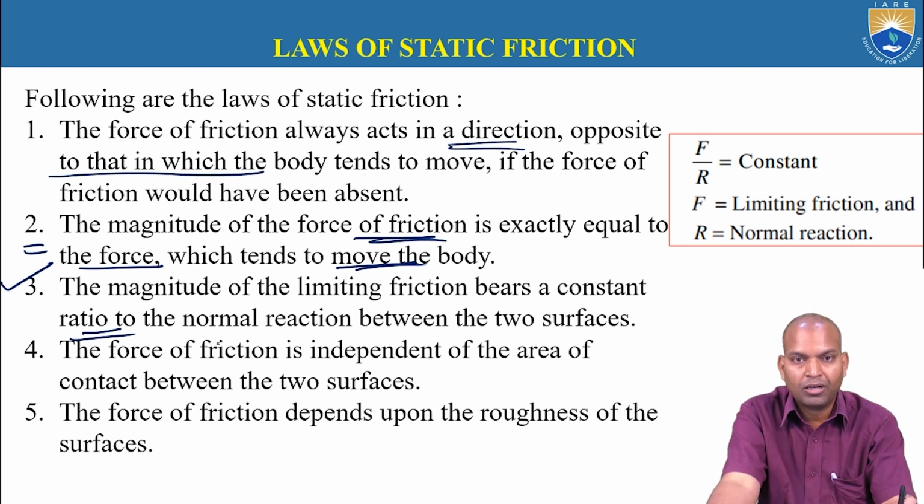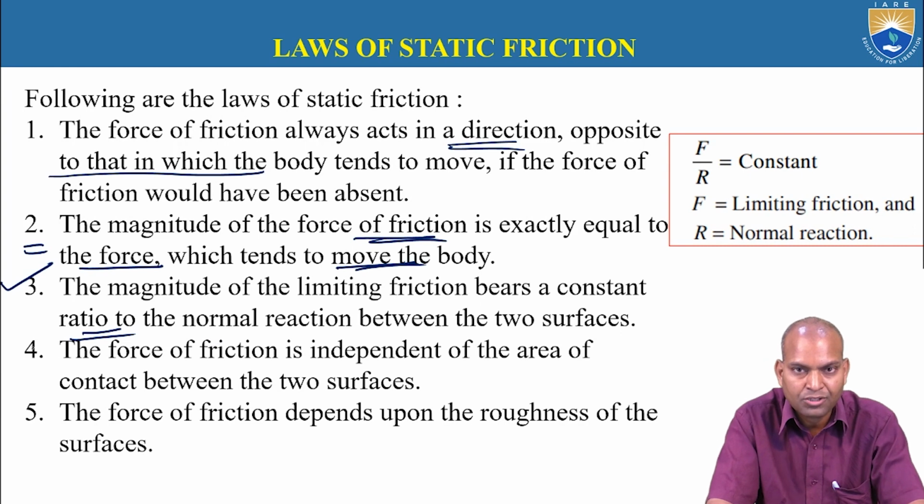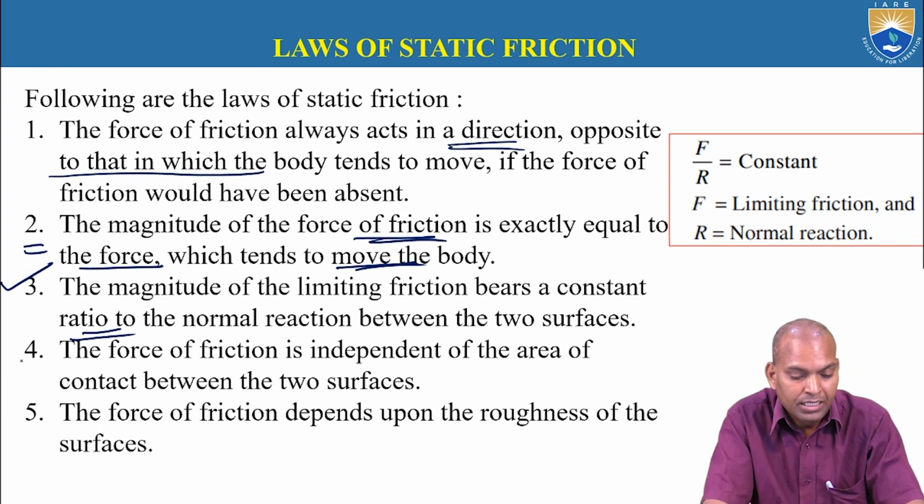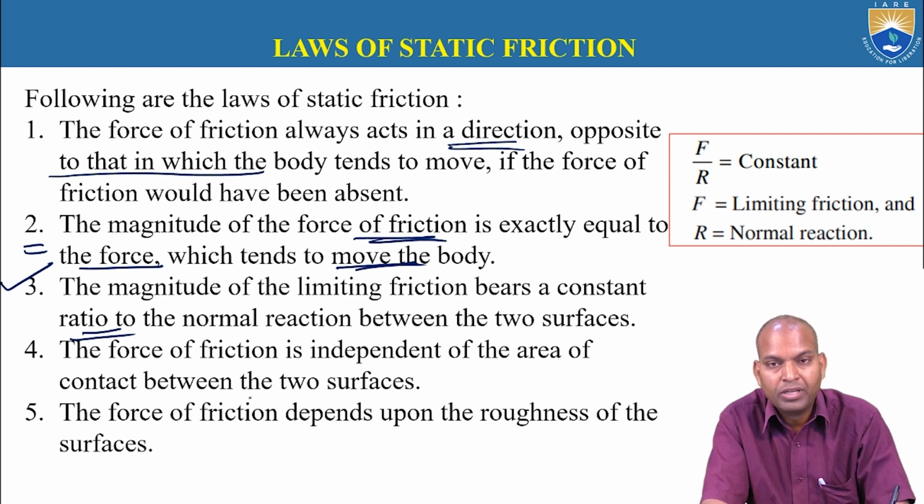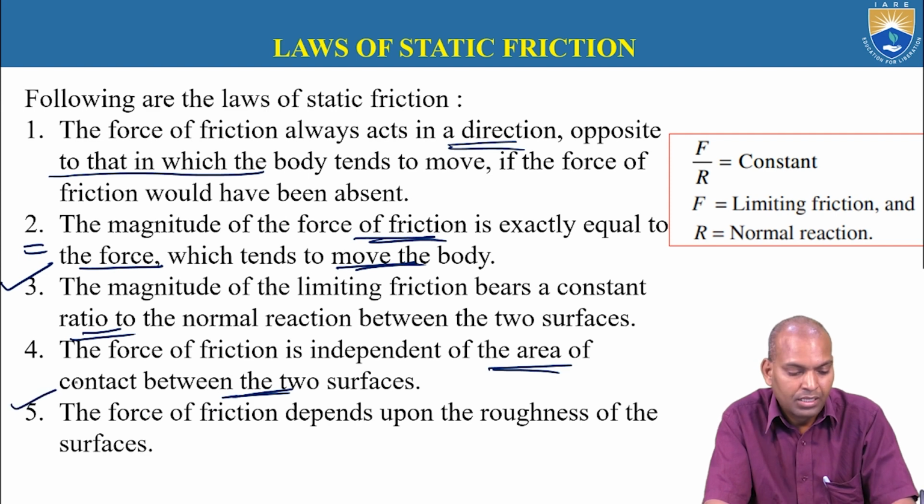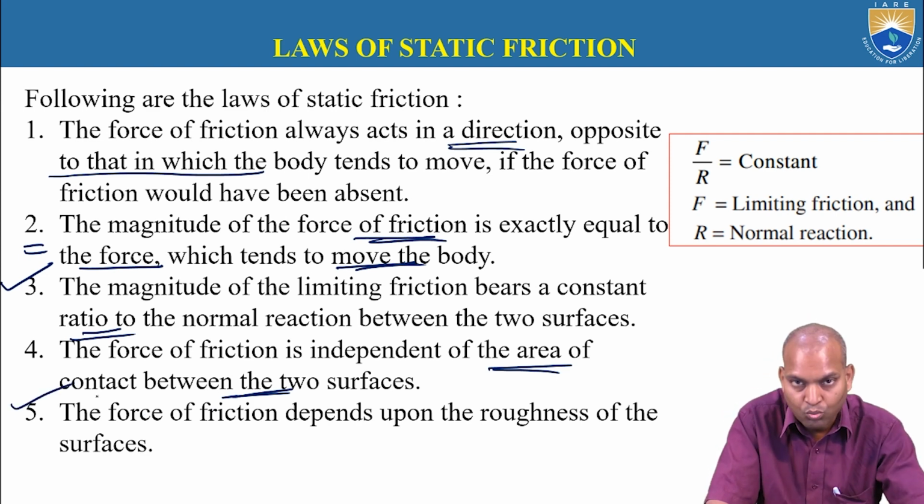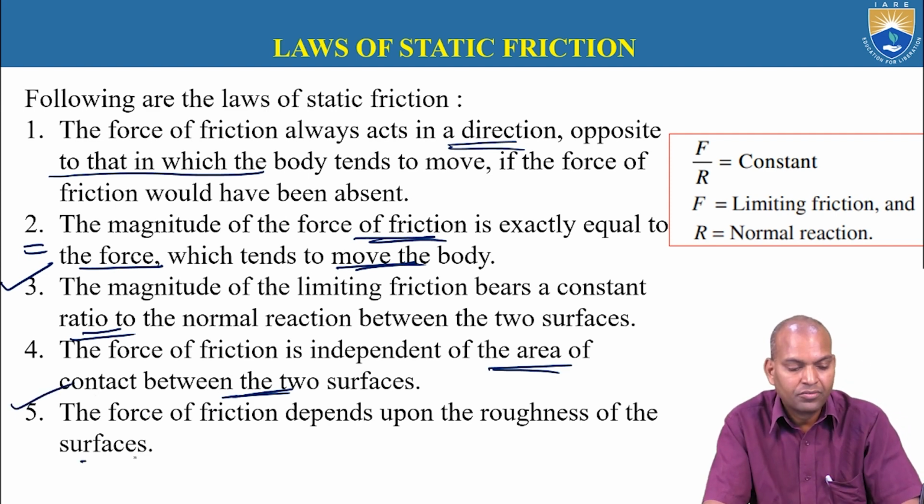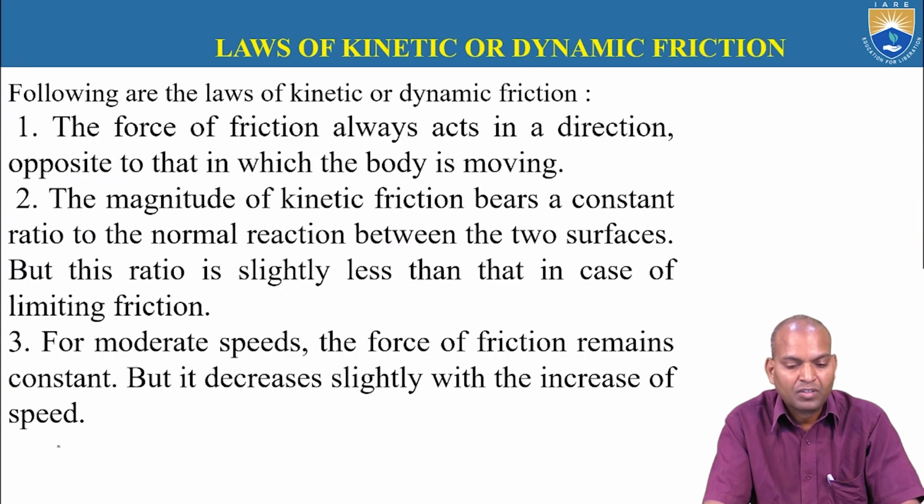Mu equal to F by R, that remains a constant ratio, that is known as the coefficient of friction. Next, the force of friction is always independent of the area of contact between the two surfaces. Next, the force of friction depends on what? Roughness of the surfaces.